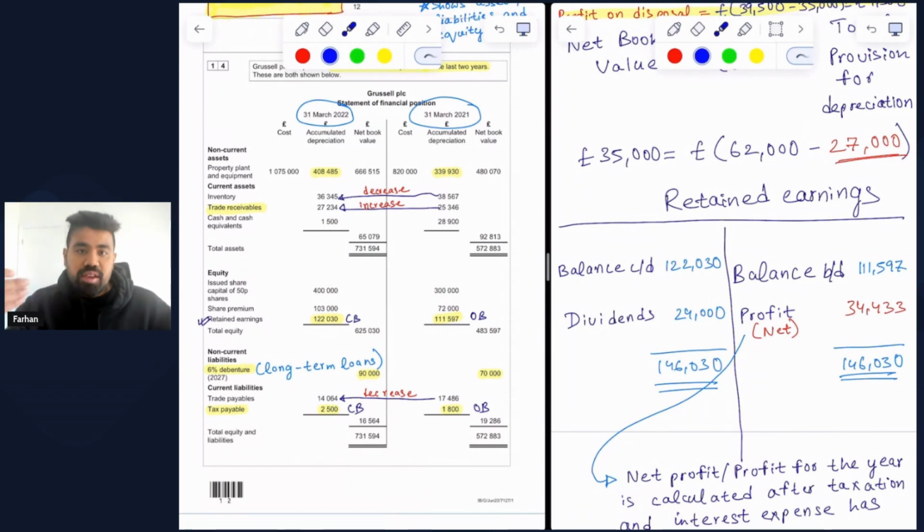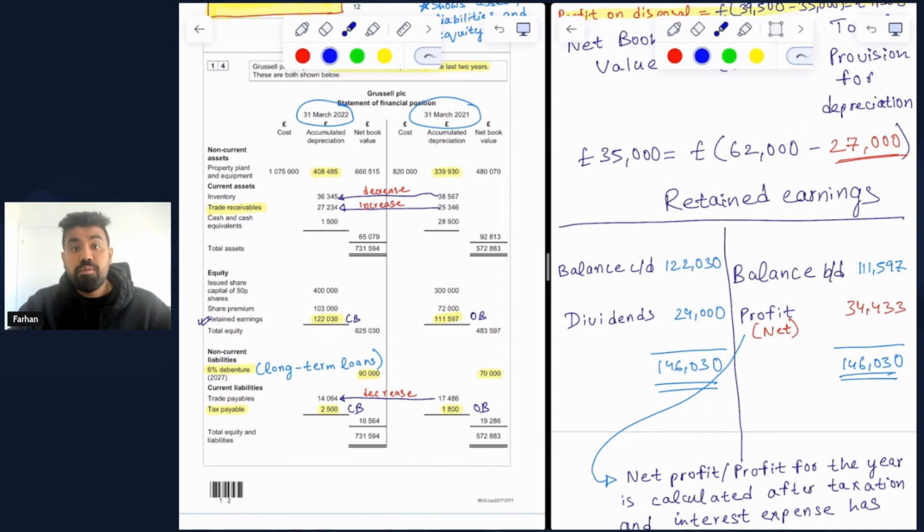And why is this an equity account? Because as we have just discussed, retained earnings refer to reinvestment of profits from previous financial years after the dividends have been paid out to the shareholders. Now, retained earnings, being an equity account, should always have an opening balance on the credit side and a closing balance on the debit side.